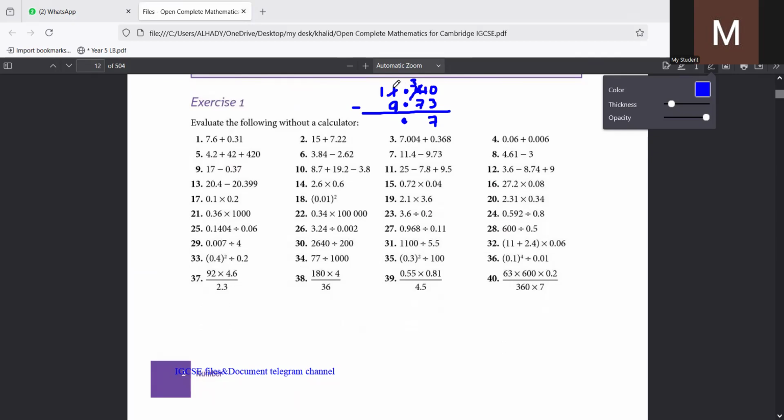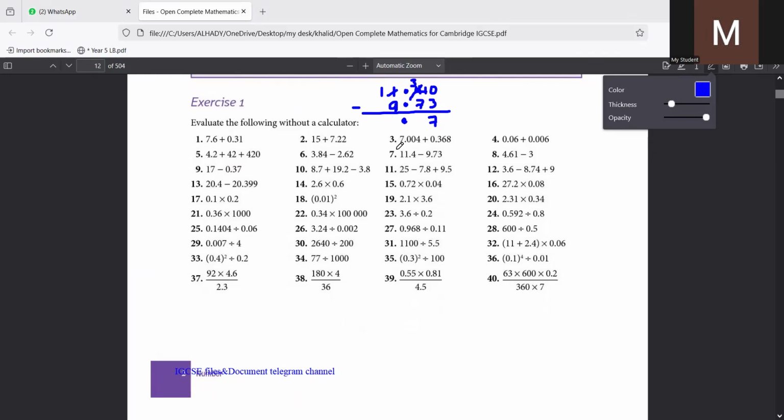This 1 will be 0. And this 3 will be 13. And then 13 minus the 7, the answer will be what? Will be 6. Then here you have 0 minus 9, which will not be. Then you borrow this one, and the number will be 10, and 10 minus 9 is equal to 1. So your answer is 1.67. This is when both of them have a decimal point.